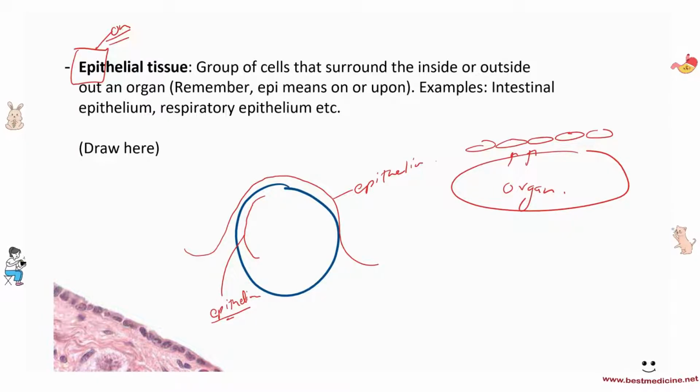So, examples of epithelium would include the intestinal epithelium. Remember the intestinal epithelium from the last video? Today we're going to be doing more details on it. Also, respiratory epithelium, which surrounds the inside of the trachea and the bronchi.